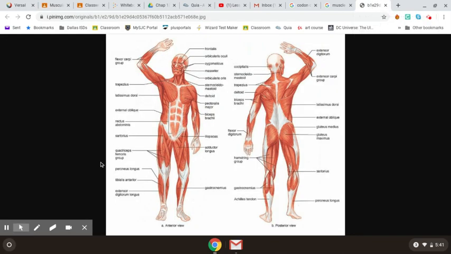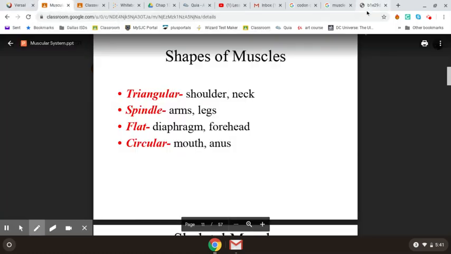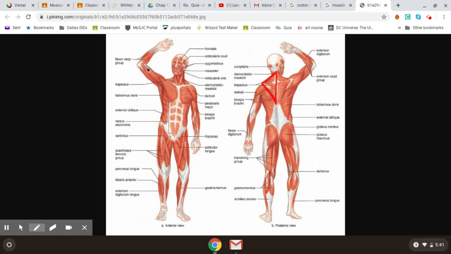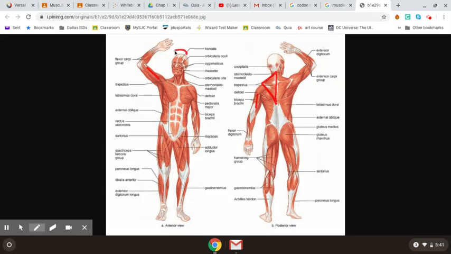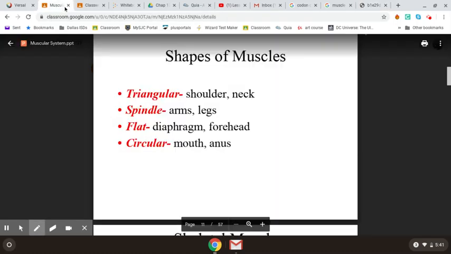So we can see very clearly a lot of triangular muscles, especially in the back. Okay, we have the trapezius muscle here, which is a triangular muscle. Okay, we see, let's go back here, spindle fibers, and those are found here in your arms, your biceps and your triceps. Okay, flat muscles. Okay, could be the muscles of your forehead here. Okay, it's a flat muscle. That's the frontalis muscle. Okay, the diaphragm, which you can't see on that picture because it's more interior.